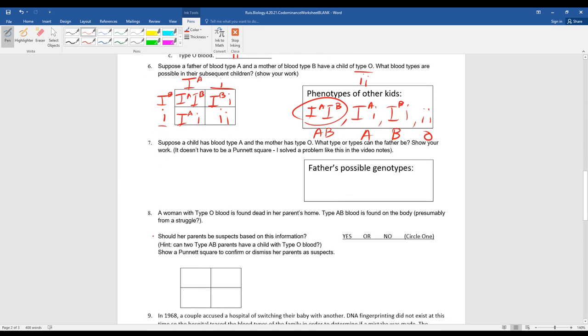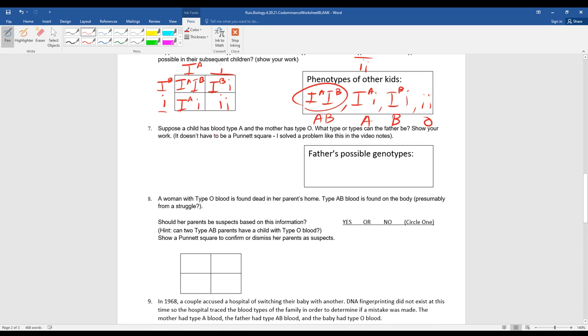All right. Next one. Suppose a child has blood type A and the mother has type O. What types can the father be? So child has type A. So I'm going to do it like this. We're going to say mom, dad, and child. Okay, so the child has type A, so we know that they have an A and then a blank. We don't know that yet. Mom has type O. Okay, and then dad.